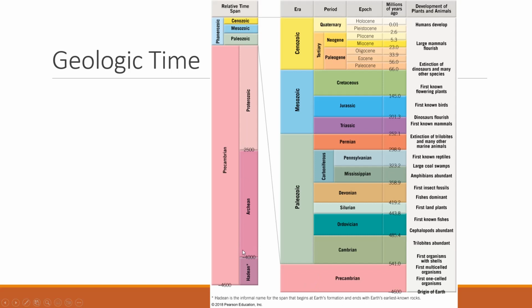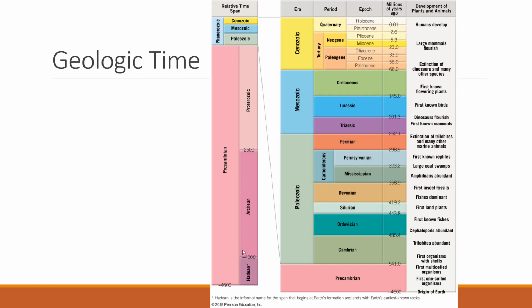But we don't have a lot of stuff from this time period. We have some rocks. We don't have a lot of fossils. There was a period of time where we thought there was no life during this time period. It turns out there was life during this time period.